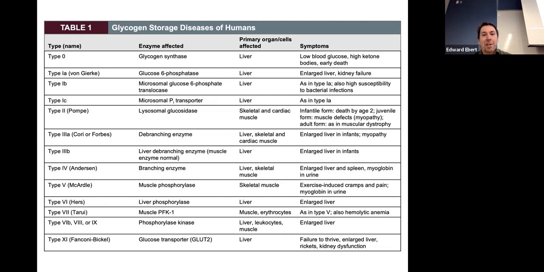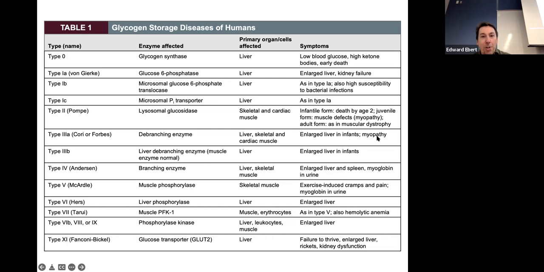because you're trying to produce glucose constantly in there. You may see low blood glucose in type 0, where you just can't make any glycogen synthase. So you make a lot of ketone bodies, and type 0 is bad. Kidney failure for von Gierke's. What's Pompe's disease? Infantile form, death by age 2. Also really bad. Depending on which particular enzyme is being affected, this is rapidly lethal. Or you'll see a lot of things.